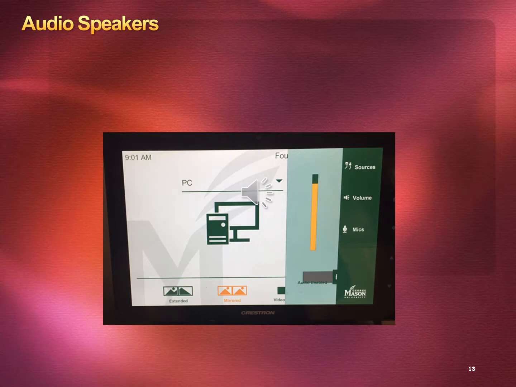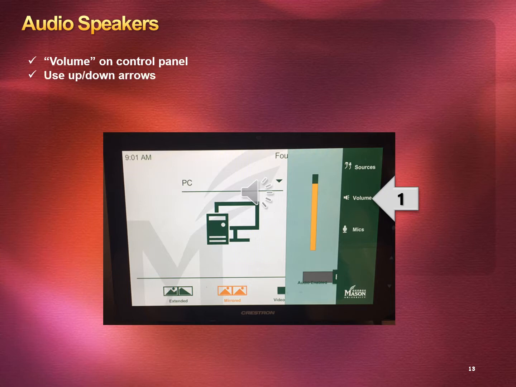An additional classroom setup step is to use speaker volume control on the Crestron control panel. This procedure is not for microphone volume, but for room speakers volume. Tap volume on the control panel, arrow 1. Use up and down arrows to raise or lower general volume level shown by the thermometer icon. To mute sound, tap audio enabled. To unmute, tap audio disabled, arrow 2.